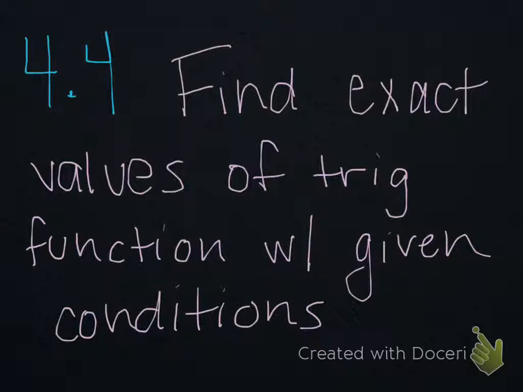Today, again, we're in section 4.4 and we're finding exact values of trig functions with given conditions. In the last video, we focused on when you were given tangent. Now I'm going to do 2 examples today where you don't start with tangent, you start with a different function.